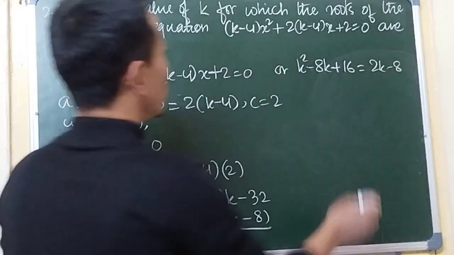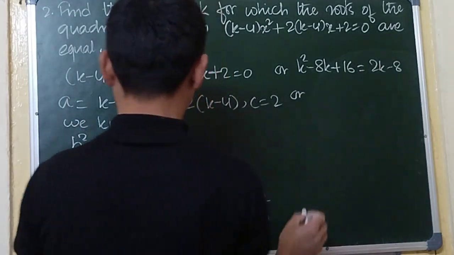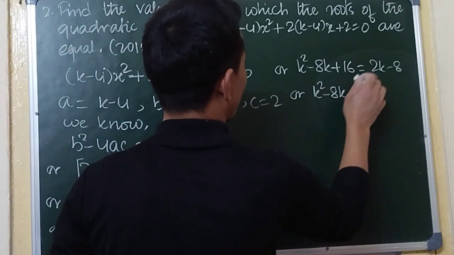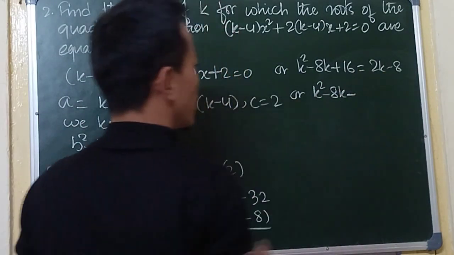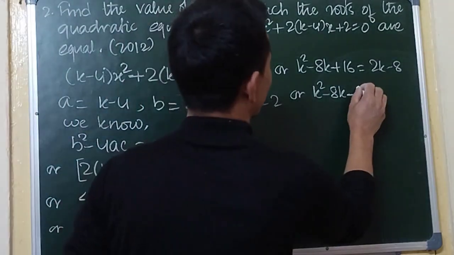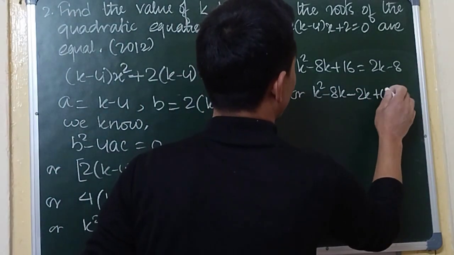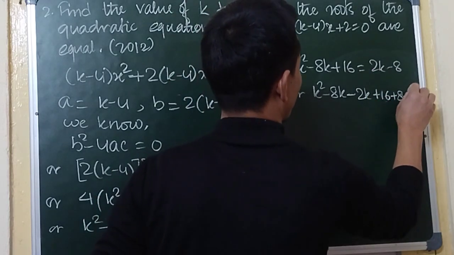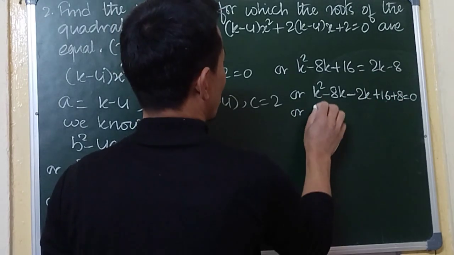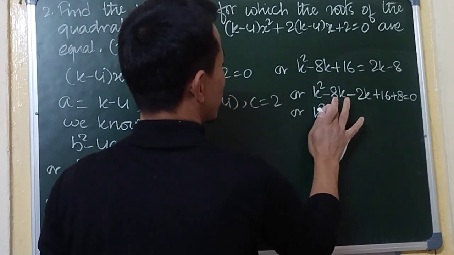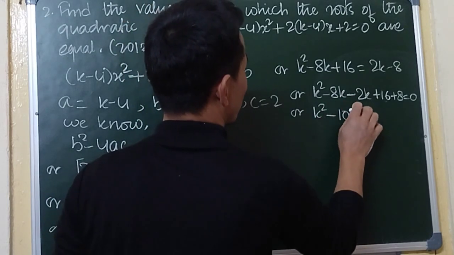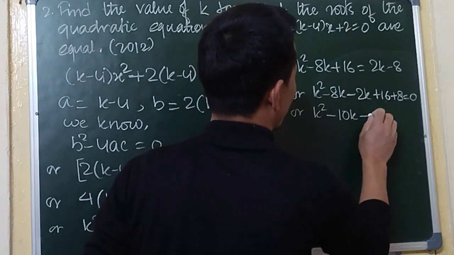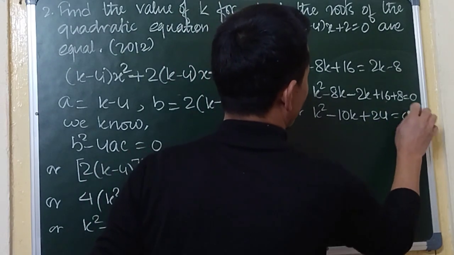Alright, so this becomes k square minus 8k. You can bring this 2k to the left hand side, it becomes minus, so minus 2k plus 16. Bring this 8 to the left hand side, it becomes plus 8 equals to 0, or k square, minus 8 minus 2 becomes minus 10, so minus 10k. This becomes 16 plus 8 becomes 24, so 24 equals to 0.